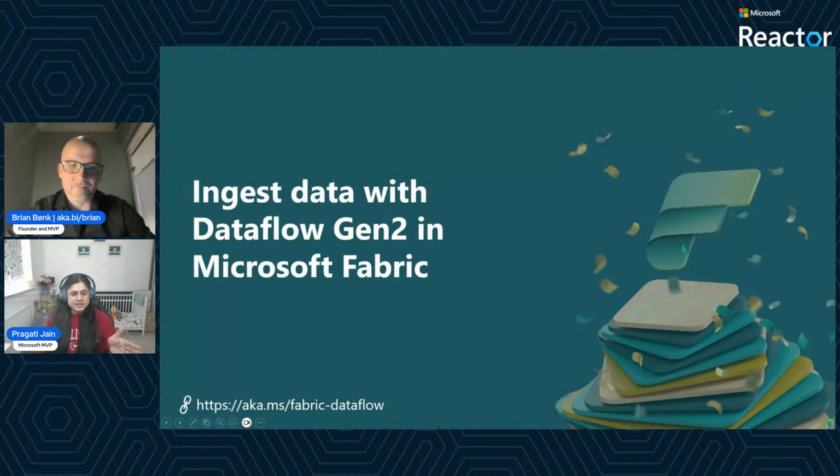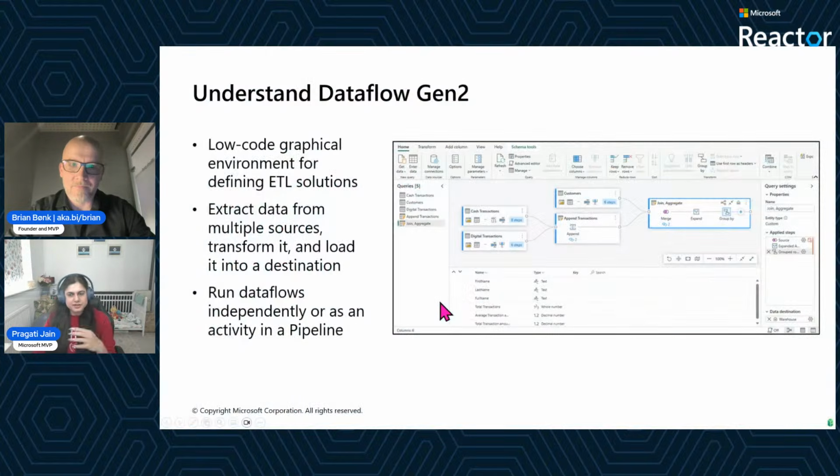Then ingesting data with Dataflow Gen 2. Again, this Dataflow Gen 2 is something like drag and drop. So it's a low-code, no-code solution. And again, coming from a Power BI world, this is very similar to what we are used to doing in Power BI Desktop. We have got 200 plus connectors. It has got an online Power Query connector where we have got 200 plus connectors to bring our data in. You can extract the data from multiple sources. You can transform it. You can load it to a destination.